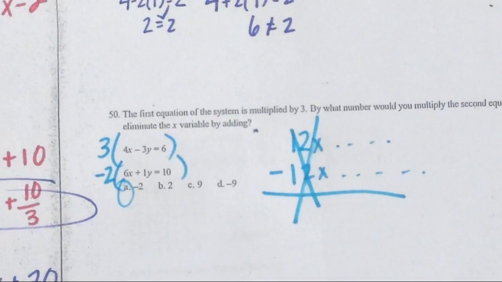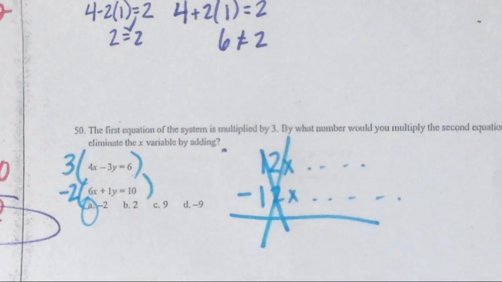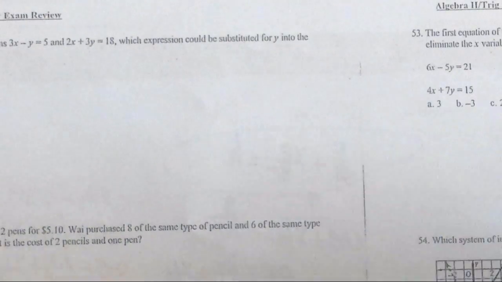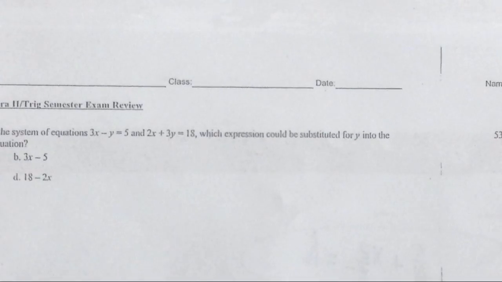Any questions about 50? And then I wondered how they were going to make us do elimination, and then I read 51. On 51, to solve the system of equations, 3x minus y equals 5 and 2x plus 3y equals 18, which expression could be substituted for y into the second equation?